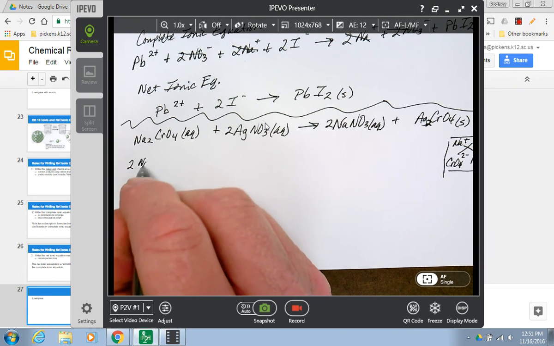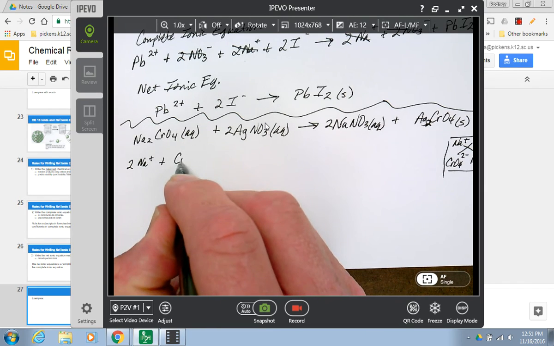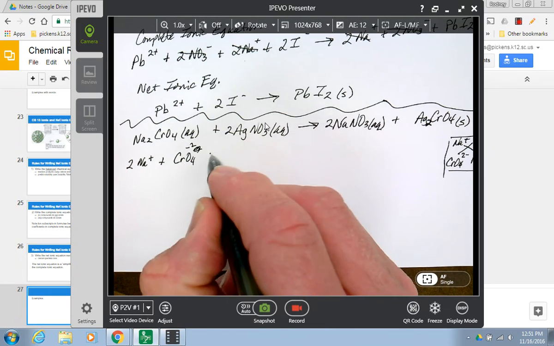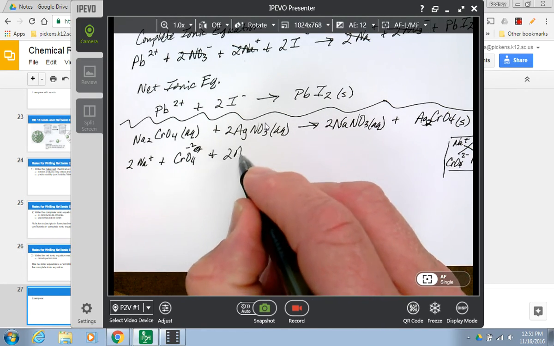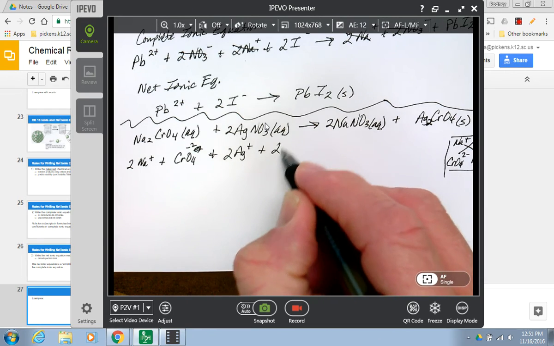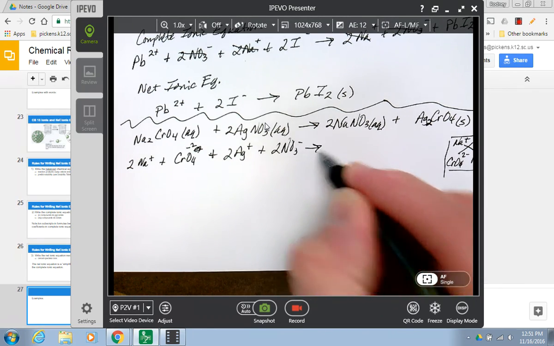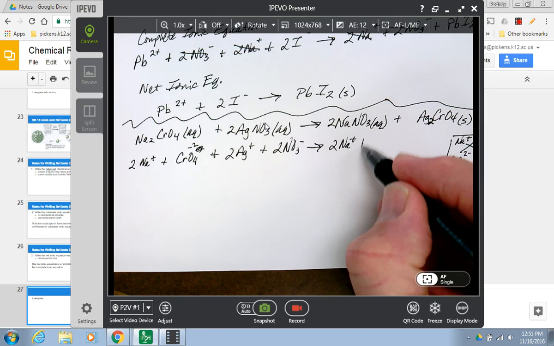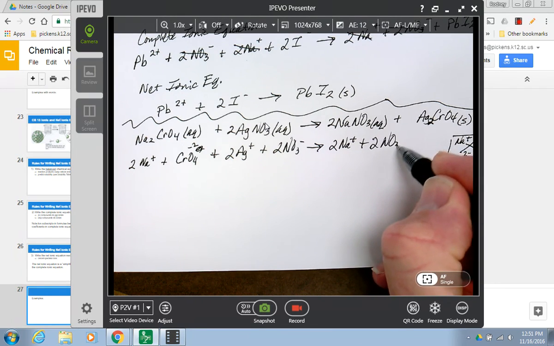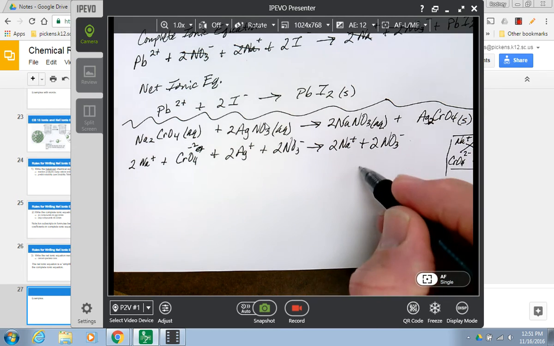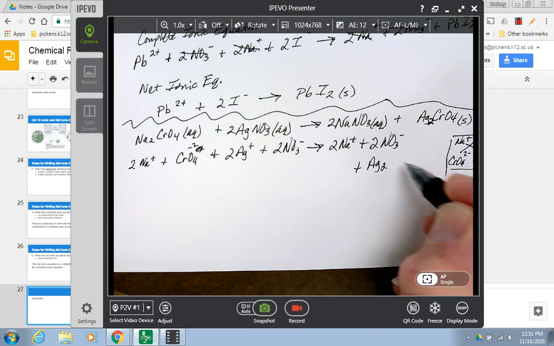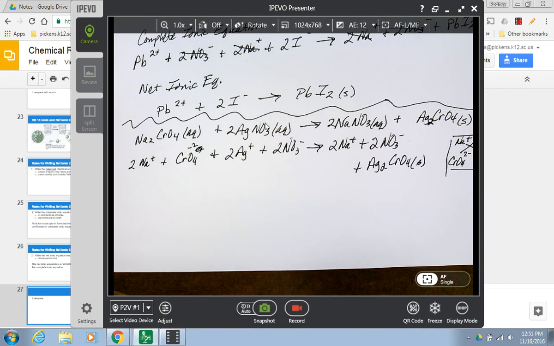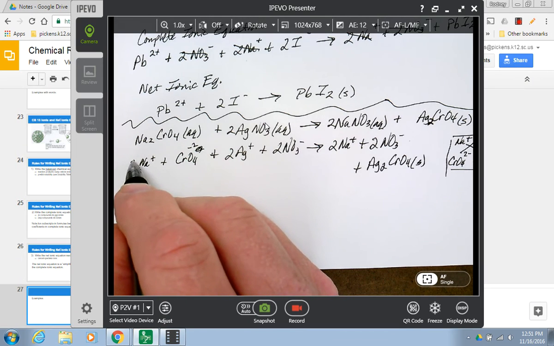So here we're going to have 2 Na plus CrO4. Okay, that's a 2 negative. Well, let me write it like that. 2 negative plus 2 Ag plus 2 nitrates. All right, forms 2 sodium ions plus 2 nitrate ions. Okay, I'm going to put it down here, plus Ag2CrO4 solid. Okay. Now we're going to go back and cancel out all of our spectator ions.